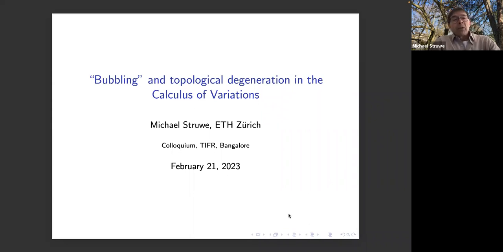What I'm going to talk about is bubbling and topological degeneration. Some of you may be familiar with these ideas already, but I will go back to the origins where these ideas first arose in the calculus of variations, and then try to also give you some more recent results and some perspective on open problems that maybe you'll be able to solve. Let's start with topological degeneration.